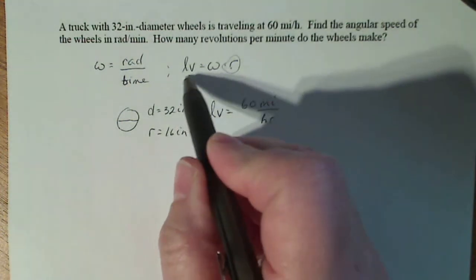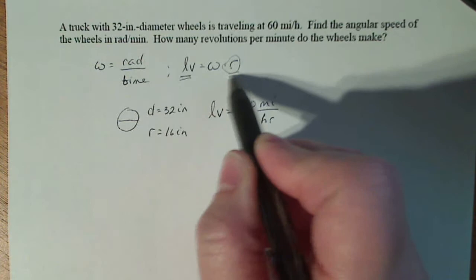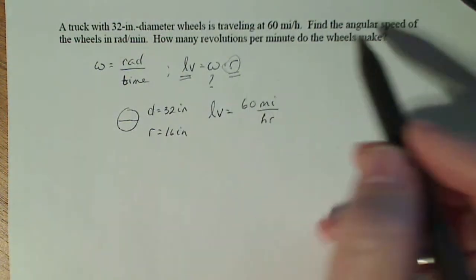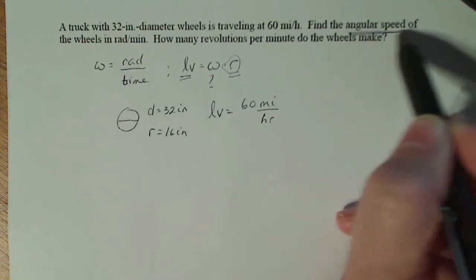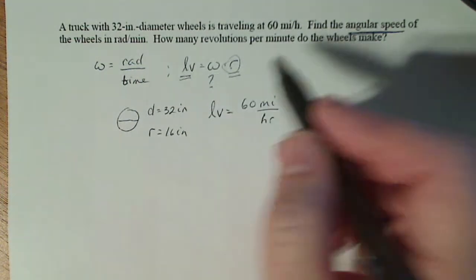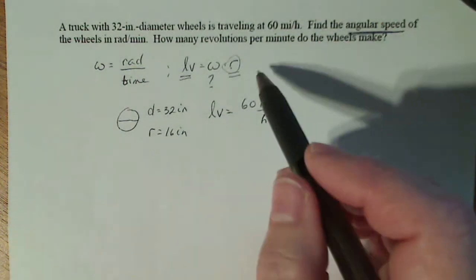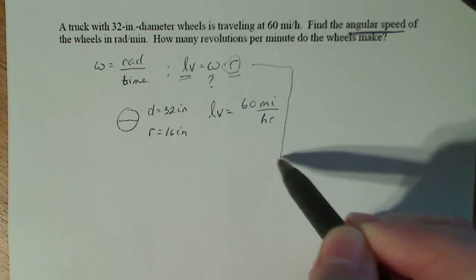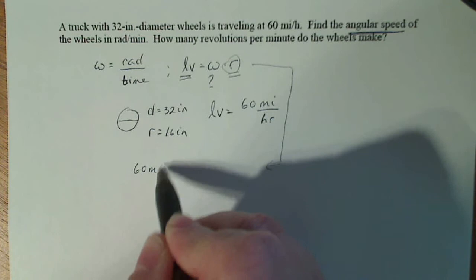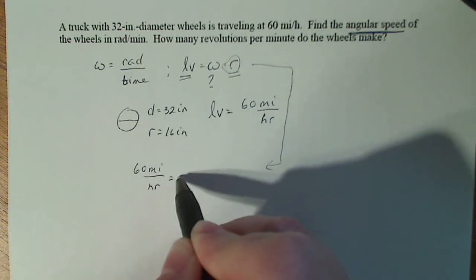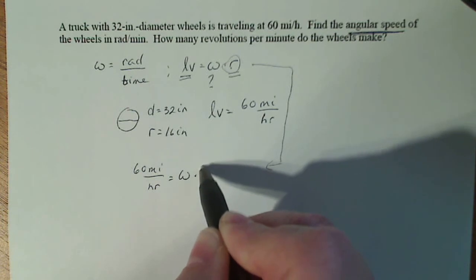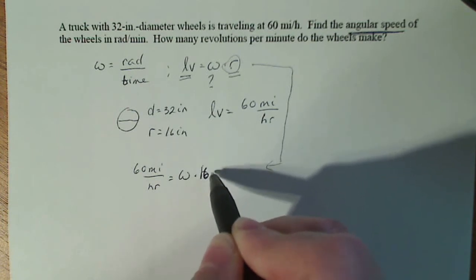So now, in this equation, I have two pieces, and I have an unknown. This is the thing I don't know of those three things. The question asks me to find angular speed, and that's what omega is. Like we normally do in mathematics, we take an equation, a relationship that we know, and we fill in the numbers. So I have 60 miles per hour is equal to omega, the unknown, times my radius, which is 16 inches.